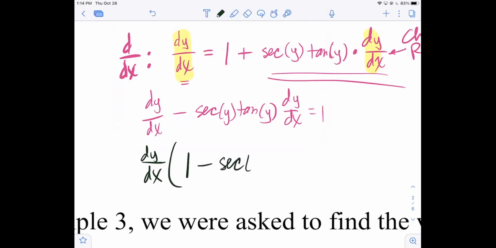Minus sexy tan y. I should probably quit saying that. Secant of y, tangent of y. There you go. And then it equals 1.